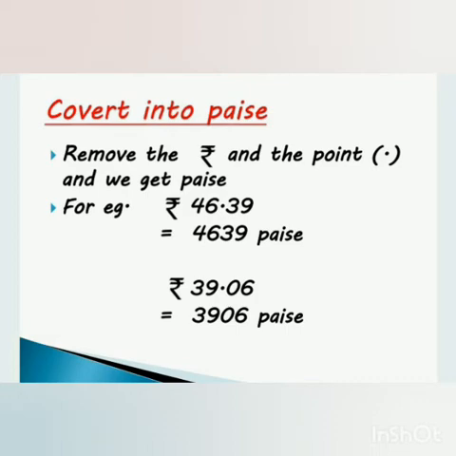Now we are going to convert rupees into paise just by removing the rupees sign and the point between the digits. For example, 46 rupees 0.39 paise. By removing the rupees sign and dot, we get the answer 4639 paise. And the same steps we are going to follow in the second example also.